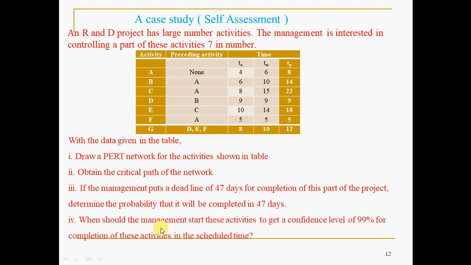Of course, when should the management start these activities to get a confidence level of 99% for completion in the scheduled time? This is a change and a little extension of the problem. The probability is given indirectly, so for 99% probability you have to read the value of Z indirectly. Z is given, so TE will be known, and TS you have to calculate. We'll see that.